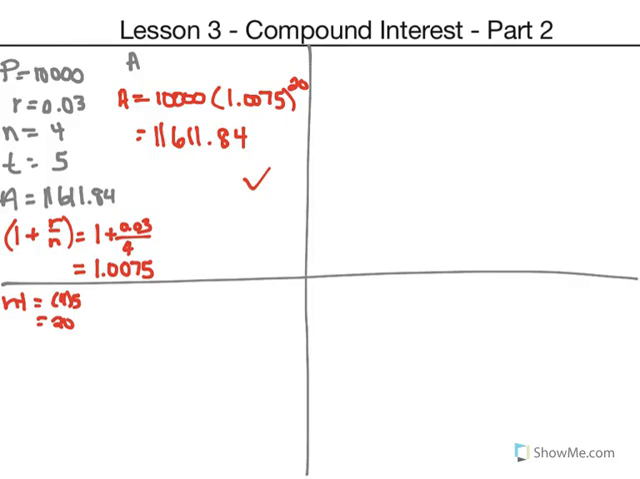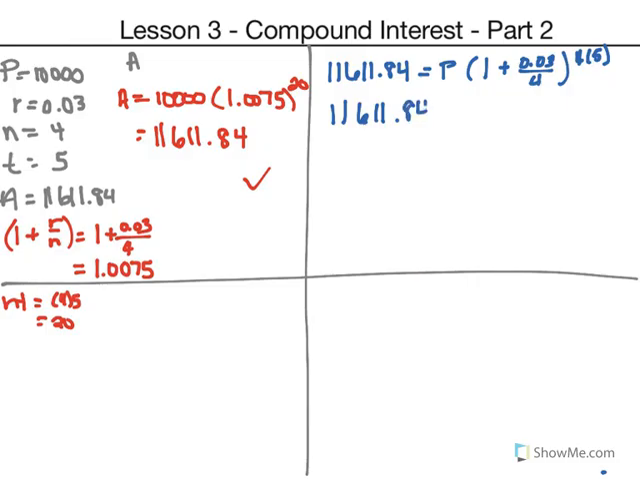Now we're going to find the principal. So we're going to substitute everything in except for P. So we have $11,611.84 is equal to P times (1 + 0.03/4) to the power of 4 times 5. So we have $11,611.84 is equal to P times 1.0075 to the power of 20.